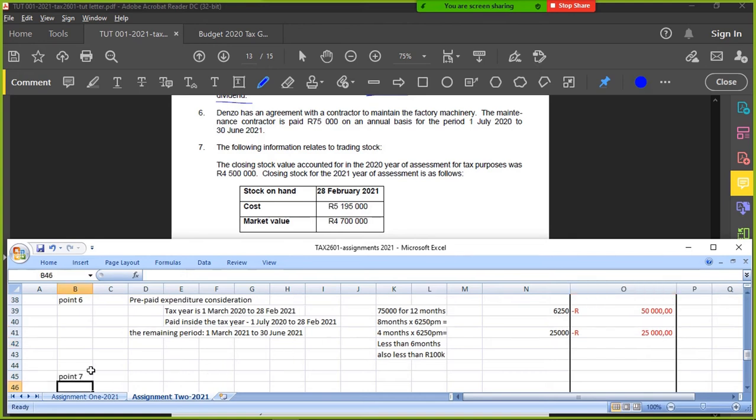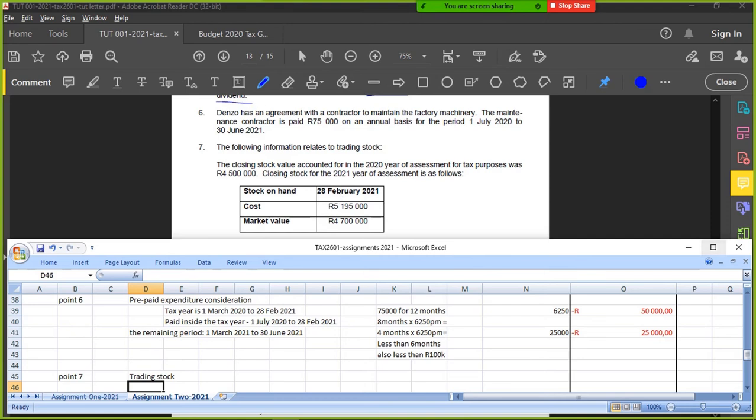Yes. Okay, number 7. The following information relates to trading stock. You have closing stock accounted for in the 2020 year assessment for tax purposes was 4.5. That's the closing stock from last year, which is the opening stock for this year. Closing stock for 2021 is given as follows.